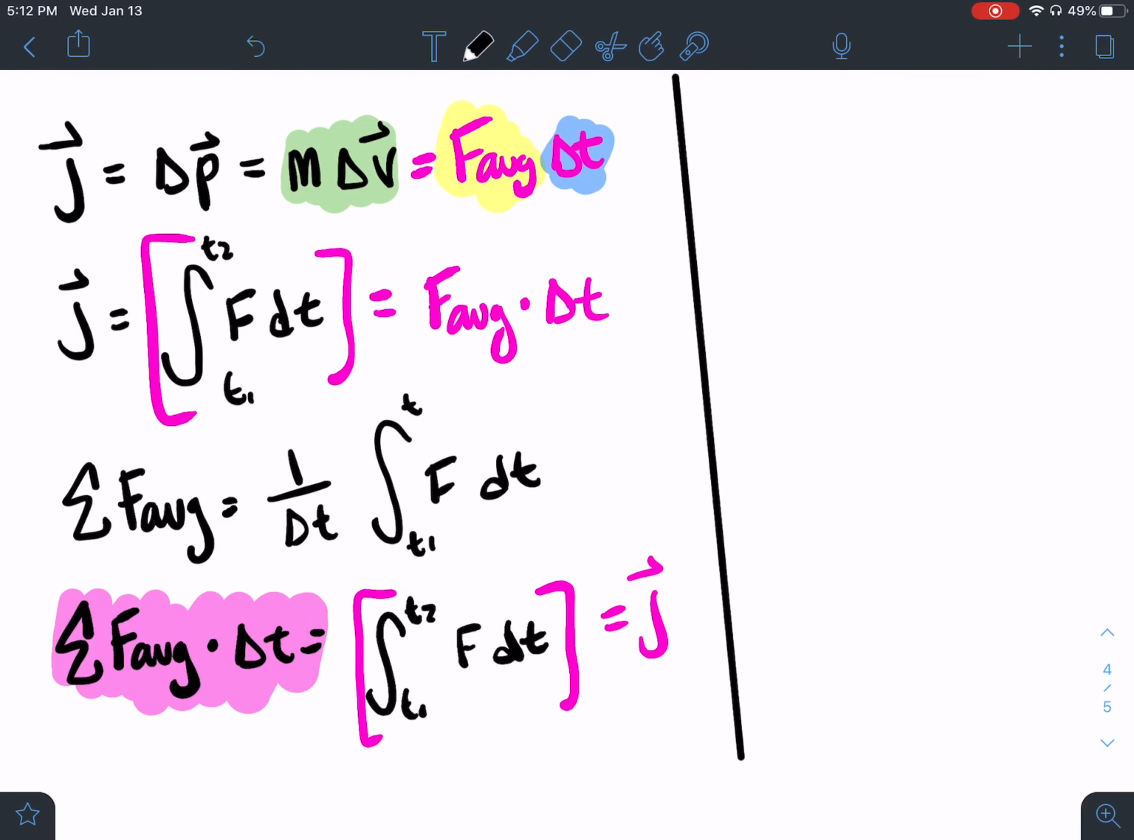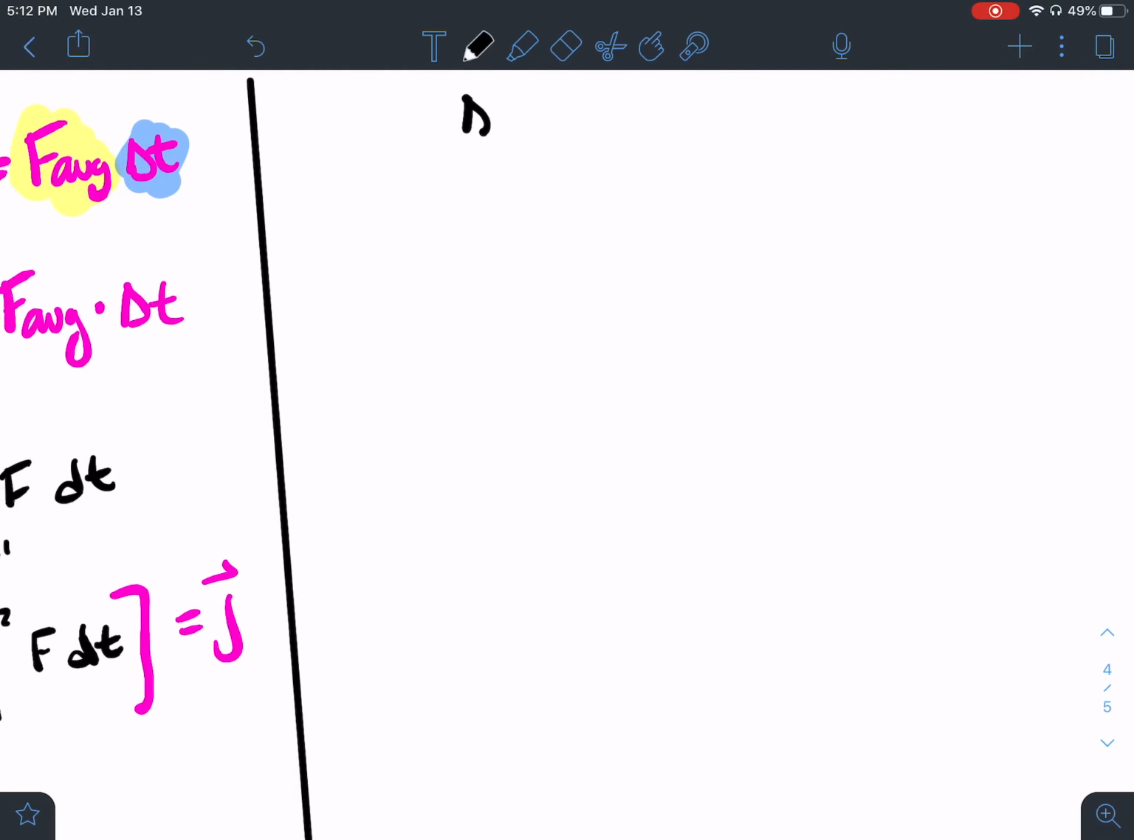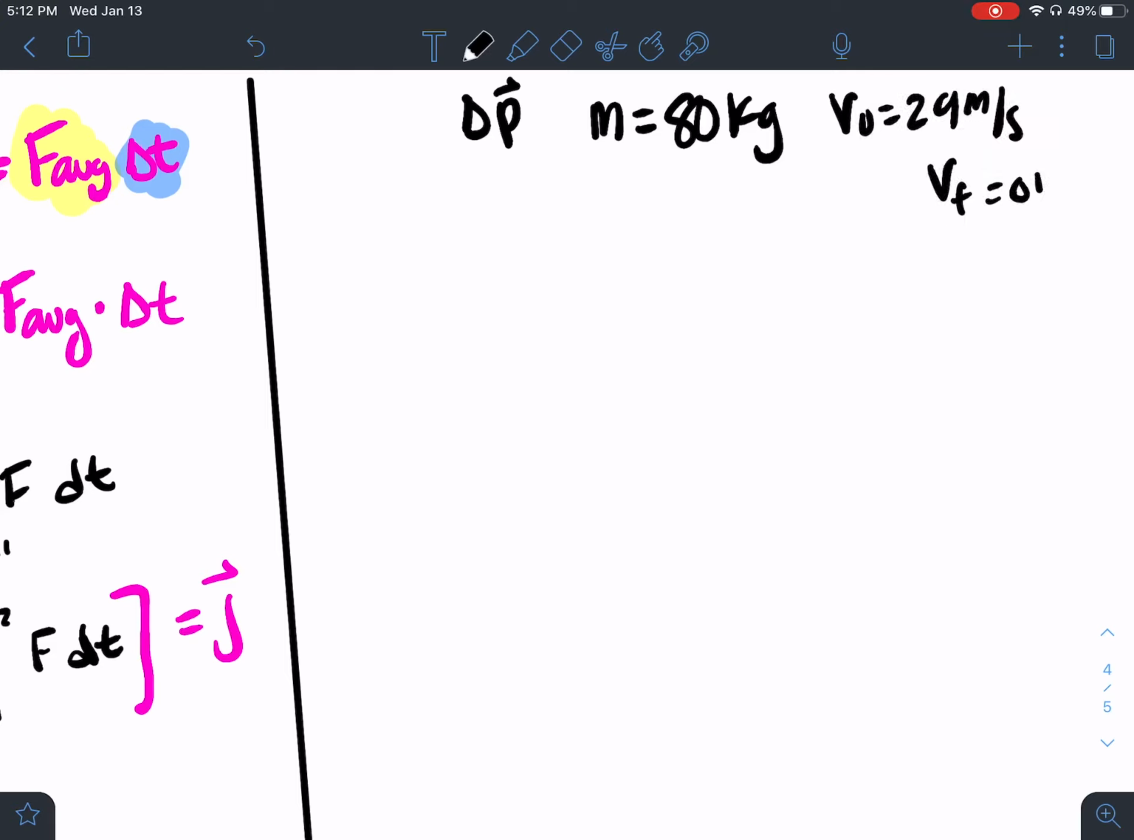Let's start with the change in momentum, and we're going to start with that because it's the same for both cars. Both cars have the dummies here, both the dummies have a mass of 80 kilograms, an initial velocity of 29 meters per second, and a final velocity of 0 meters per second.